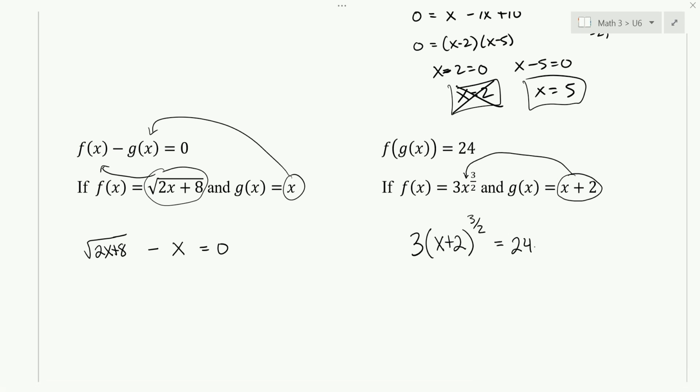Okay, so the first one kind of looks like what we've been doing, right? The second one looks a little different. But you can still solve it following those three directions, the 3 steps. Okay? And so again, I'm going to give you a little time to try to solve both of these.